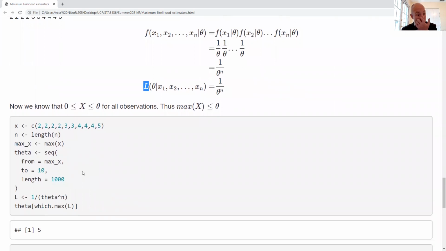Now, after I get my likelihoods, I find the maximum of them. The which.max function gives me the position of the largest likelihood. I grab that position, and then I grab the corresponding theta. When I do that, I see that 5 is the corresponding theta. So this tells me that my maximum likelihood estimate is the maximum of my observed data. Huh.